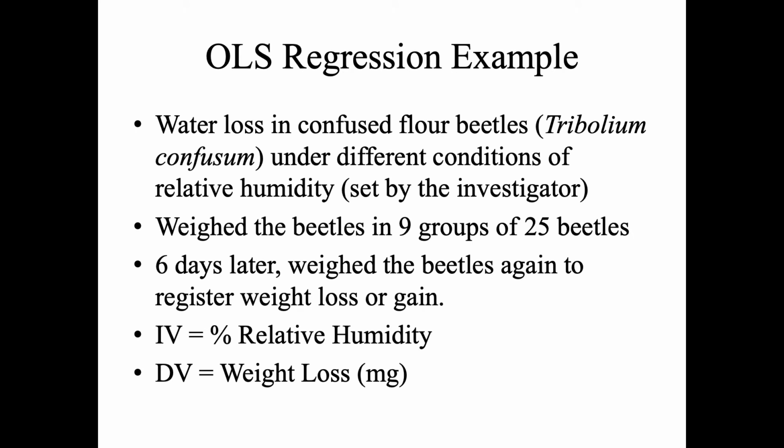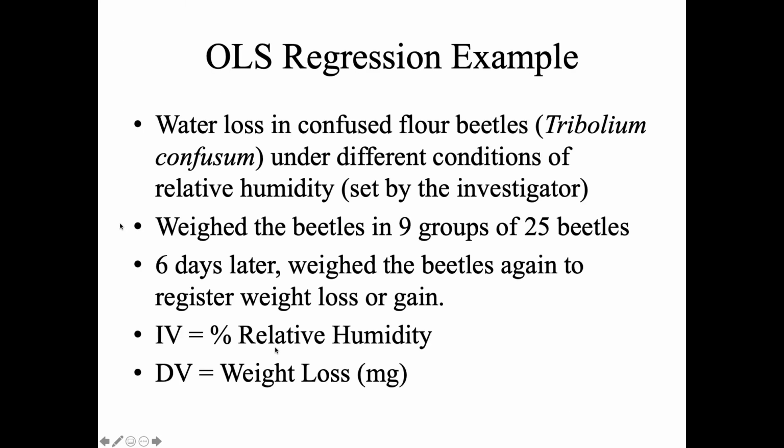So, an example. We have water loss in confused flower beetles. I don't know why the flower beetles are confused, but they are called Tribolium confusum because they evidently are confused. Water loss occurs under different conditions of relative humidity, and presumably relative humidity was set by the investigator. The investigator weighed beetles in 9 groups of 25 beetles apiece, and 6 days later reweighed the beetles to register weight loss or gain. The independent variable is the relative humidity that was set by the investigator, and the dependent variable is weight loss.